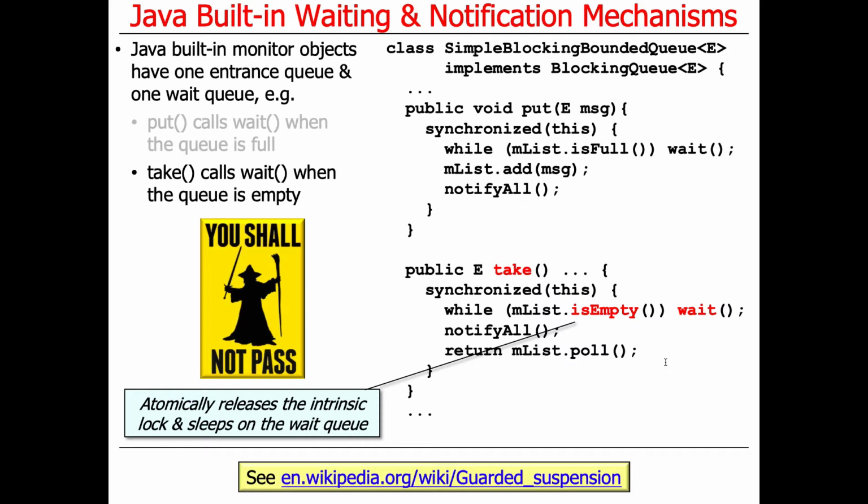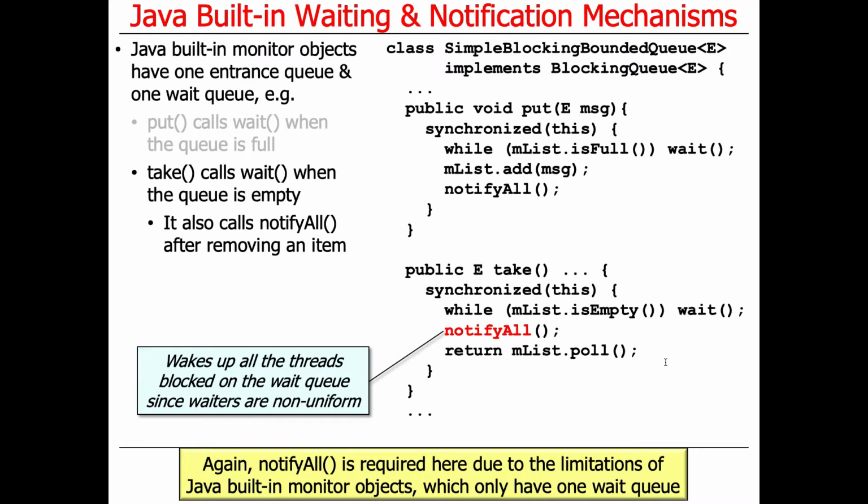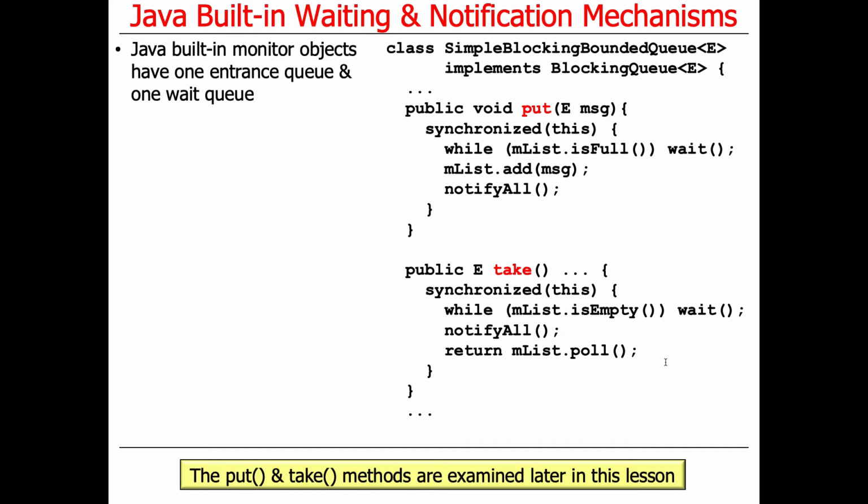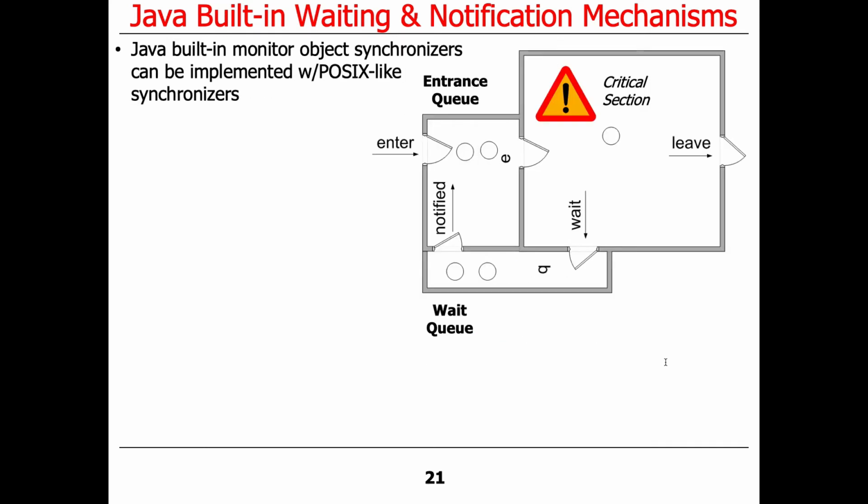Likewise, when take calls wait and the queue is empty, that's the guarded suspension pattern again. So while the list is empty, we wait, which atomically releases the lock and sleeps on the wait queue. And again, when we finally take something out of the queue, we have to notify everybody that the queue may no longer be full because we just took something out of it. And again, waiters are non-uniform because we're waiting on is full and we're waiting on is empty on the same monitor condition. Big limitation with Java. We'll talk about put and take here shortly.